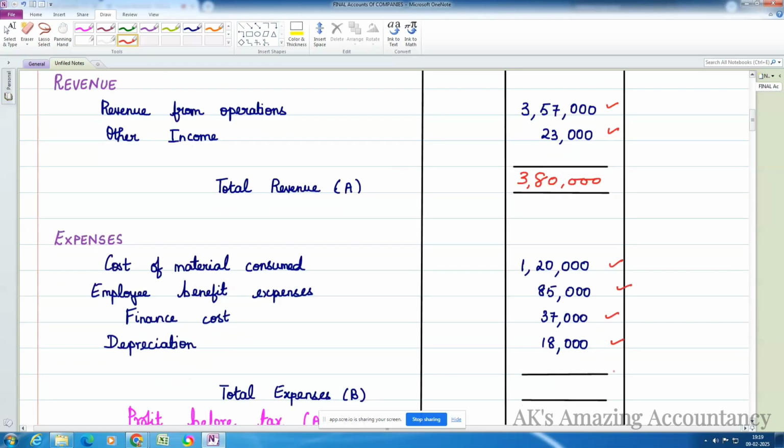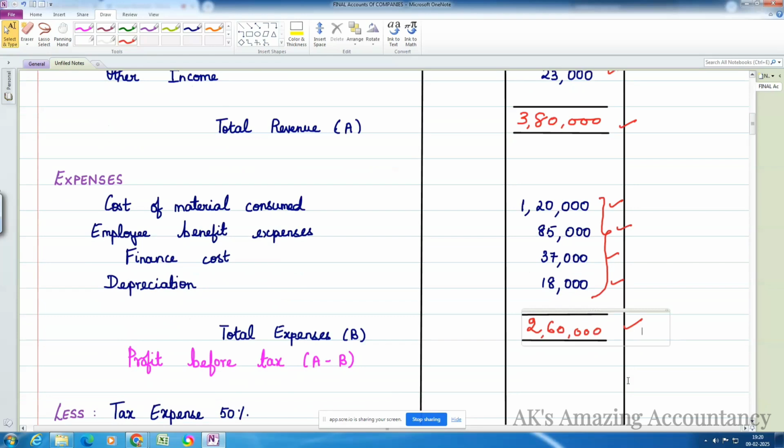So we have to find out the total of expenses. You are supposed to add all these items together to arrive at the total. So when you total all this, the total of expenses will come to 2,60,000. So total revenue is 3,80,000. Total expenses is 2,60,000. Now we have to find out profit before tax.